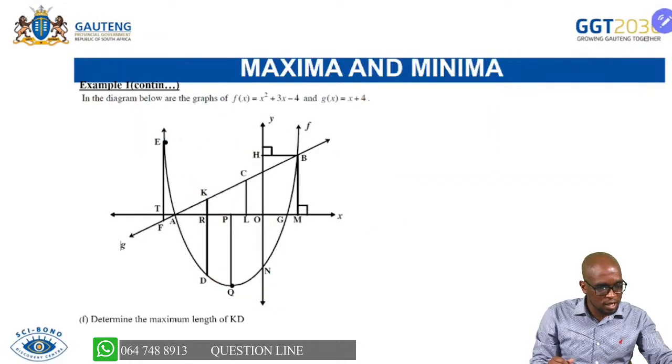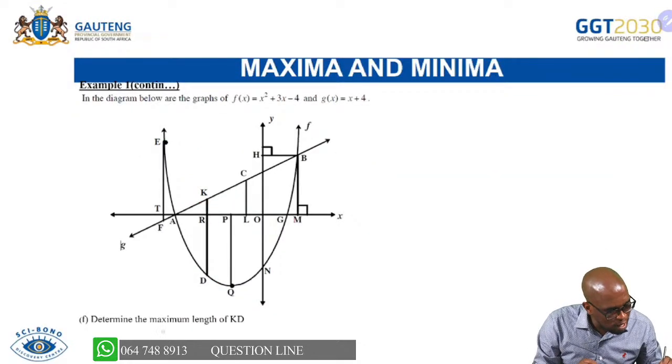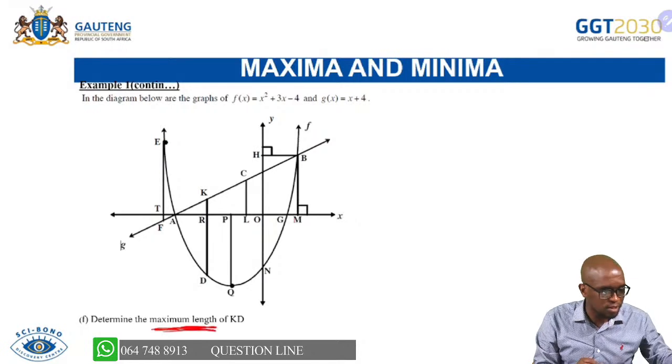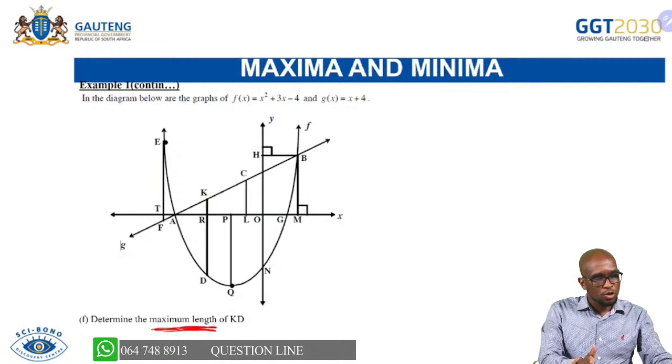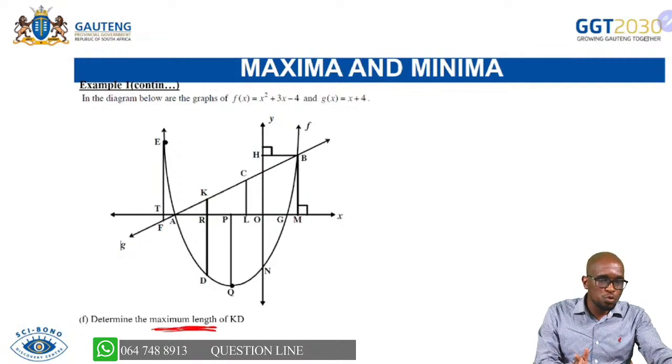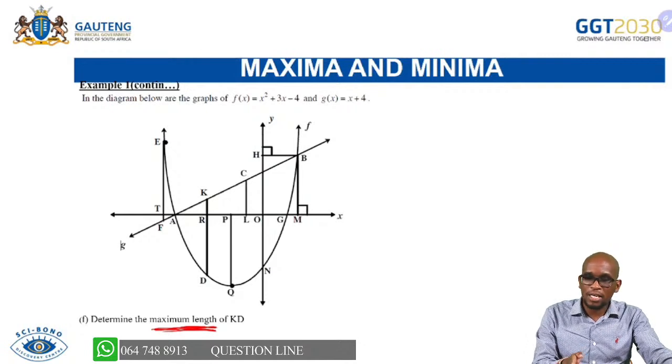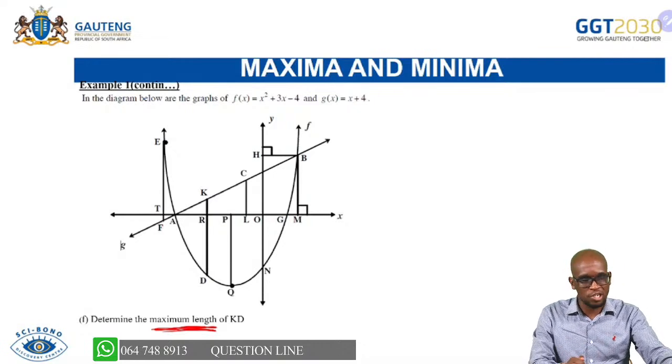Now, moving right along, we are now required to find the maximum length. Grade 12s, you are busy with calculus now, and in calculus, you are learning how to maximize and how to minimize. That would be general for all the curves. You'll know how to minimize and maximize all functions using calculus.